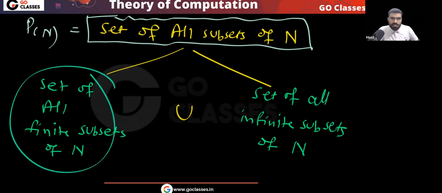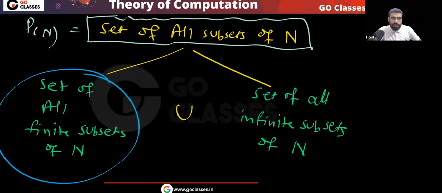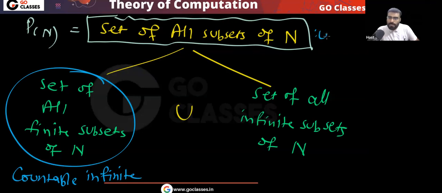We already know the set of all finite subsets is countable infinite. And we already know the power set is uncountable. So what will this be?